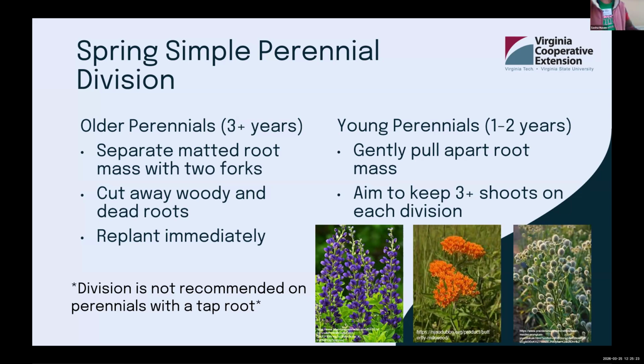I really like to emphasize perennials in my talks too. So I wanted to talk about 3 different natives here that division is not recommended for. Division is not recommended for perennials with a taproot. So these 3 native plants right here, the baptisia on the left, the butterfly weed in the middle, and the rattlesnake master on the right, all have a taproot root habit. So those are not recommended to divide like this.